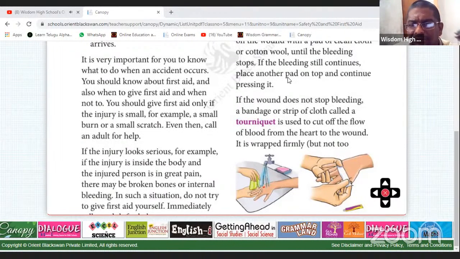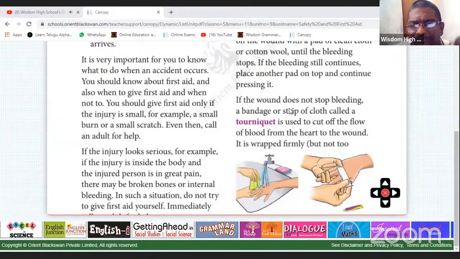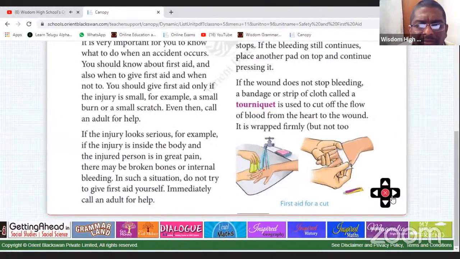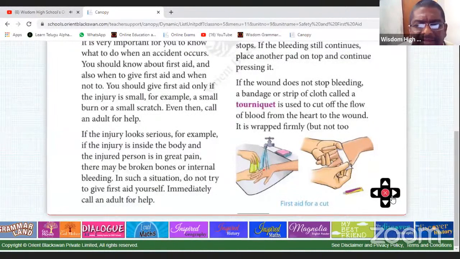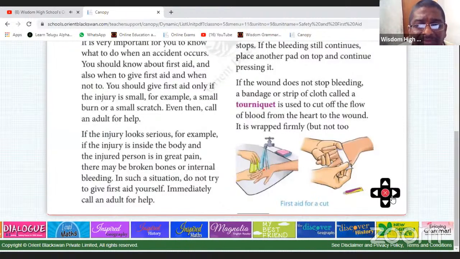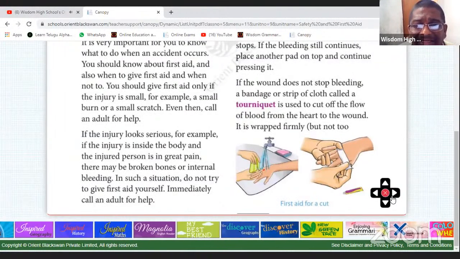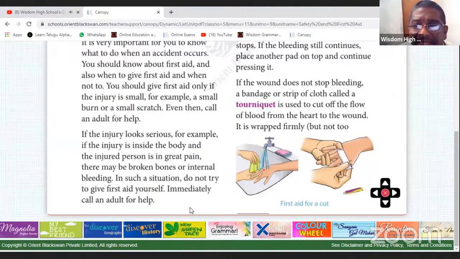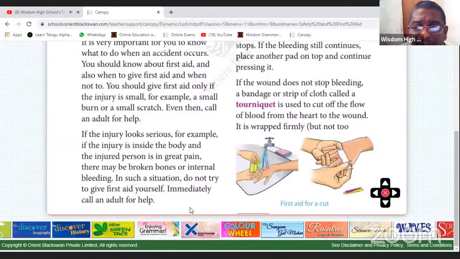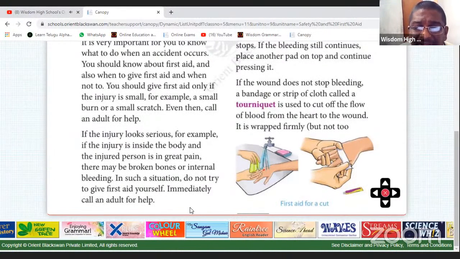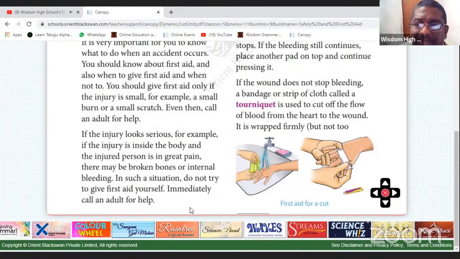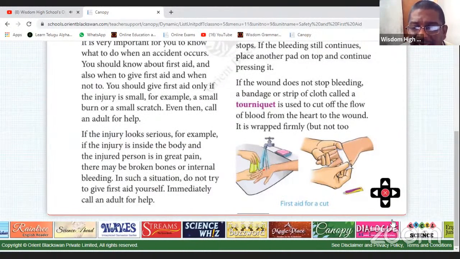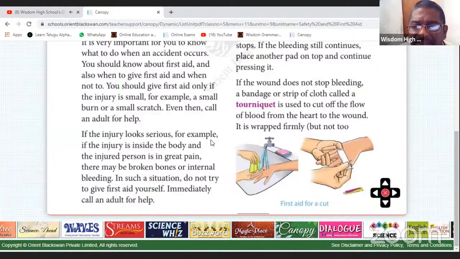Now concentrate. Do the children understand here? So today's topic, everyone concentrate here. If the injury is serious, if the injury is inside the body, or if the injured person is in great pain, or if there are maybe broken bones or internal bleeding, in that situation do not try to give first aid yourself. Immediately call your elders for help.